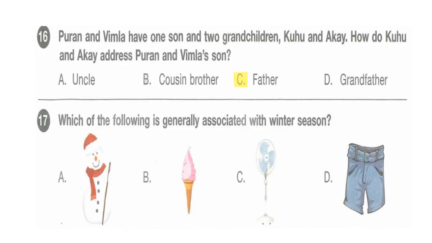Question number 17. Which of the following is generally associated with winter seasons? Option A, a picture of a snowman, B, ice cream, C, a table fan, and D, a pair of shorts. So whenever winter season comes to our mind, the first thing is the snowman. Hence, answer is option A.